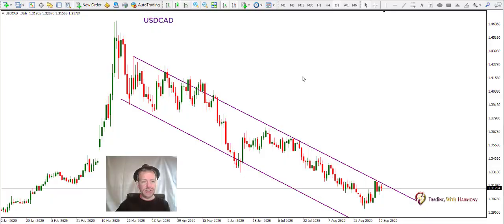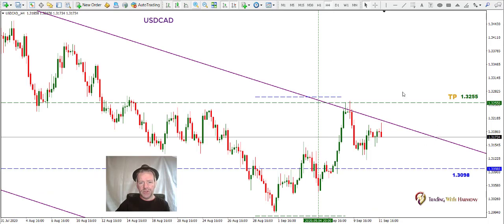Okay, so the dollar Canadian. We can see here in our descending channel in the daily candles that price is trying to push straight through it, and it looks like it's trying to go north and change the market direction. Down here we got a significant candle like 4 days ago, and it's about trying to break through. So let's go into the 4 hours and have a look at our setups.